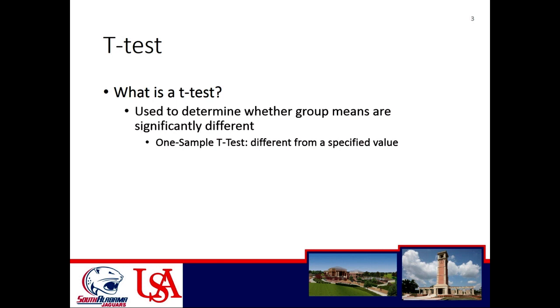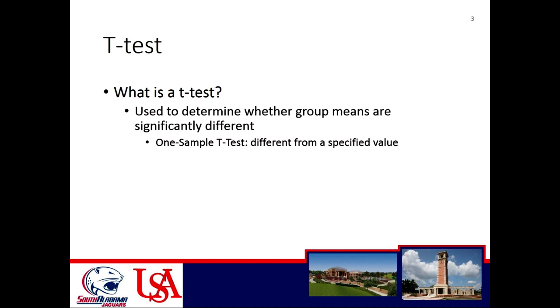When you're using a one-sample t-test, you only have one group. You have something like Dr. Howard's class. You have something like the students at South Alabama. You might have all the players in the NBA. Those examples are just one group. And you might want to determine whether the mean of that one group is significantly different than a specified value.